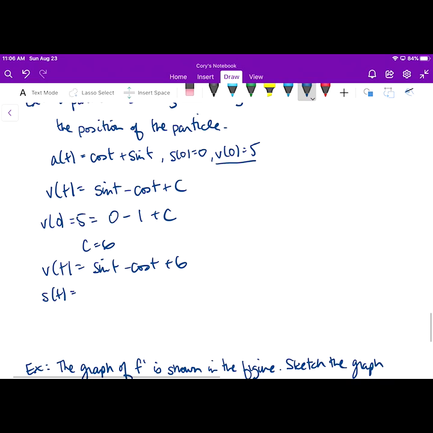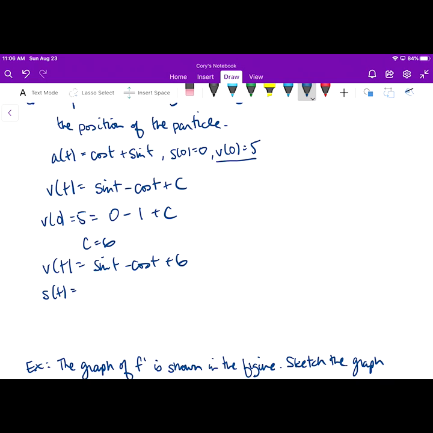Okay, then to get to the position function, we have to take the antiderivative one more time. So the antiderivative of velocity is position, and we're just going to take the antiderivative term by term. The antiderivative of sine is negative cosine, minus the antiderivative of cosine is sine. The antiderivative of 6 is 6t. And then we're going to add a new constant d.